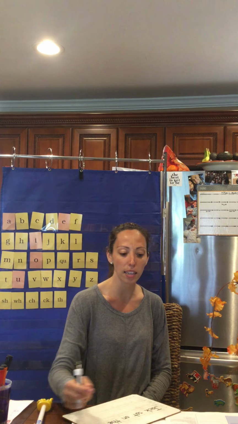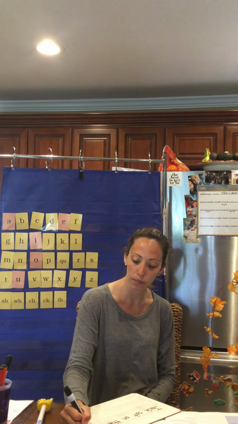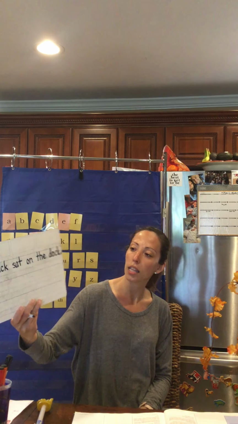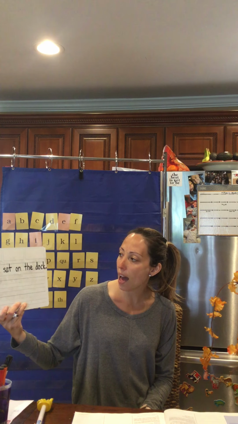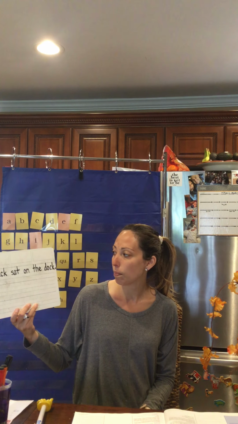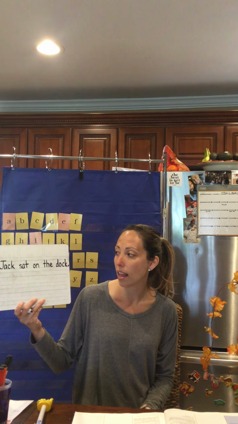Now, what do I need to put at the end of my sentence to make sure that it is complete? It's a telling sentence. Very good, a period. So your sentence should look like this. And do you see how my letters that are skyline letters started on the skyline? My letters that are plain line letters started on the plain line. Okay, make sure you're following that letter formation.